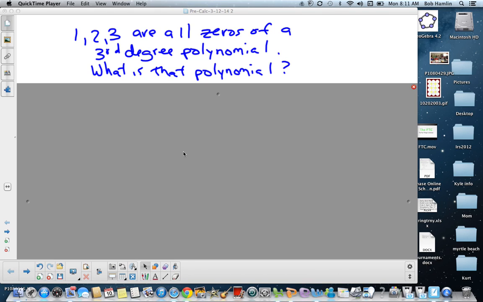Today we are going to go through some things we've started before, which is when we were given zeros of a polynomial to try and find what that polynomial function is. Our first example is something we've done before: I've given you the zeros of 1, 2, and 3. These are all zeros of a third degree polynomial, and we're going to try to find that polynomial. Well, we know that if those are zeros, then these are equal to 0.